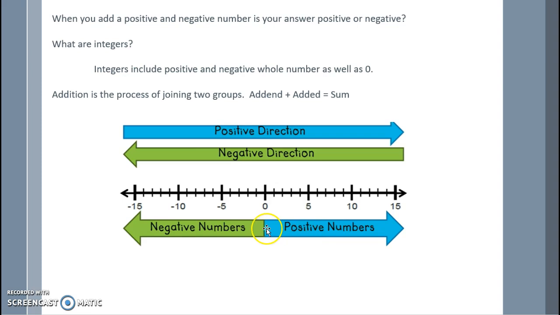So we know that anything to the right of 0 is positive, anything to the left of 0 is negative, and in case you didn't know, 0 is neither positive nor negative in itself. But notice that anytime we move left, regardless of whether we're on the positive or the negative side, we're moving in the negative direction. And anytime we move right, whether on the positive or the negative side, we're moving in a positive direction.